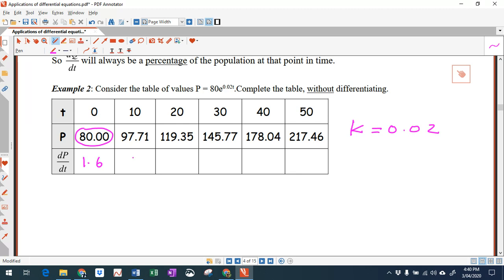If I go 97.71 times 0.02, we get 1.9542. That means at t equals 10 seconds, the value of the derivative is 1.9542. And we can keep going with that. So 119.35 times 0.02 is going to be 2.387.